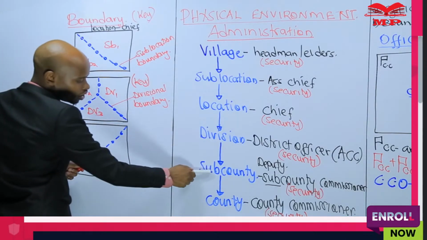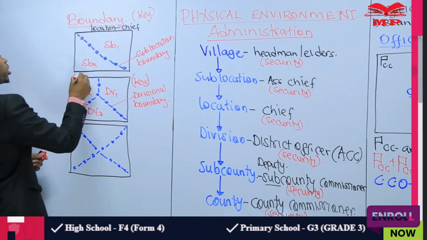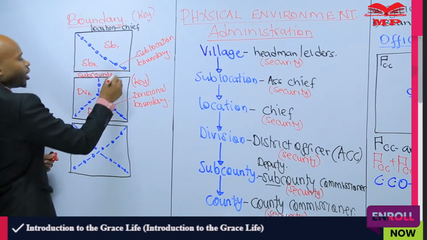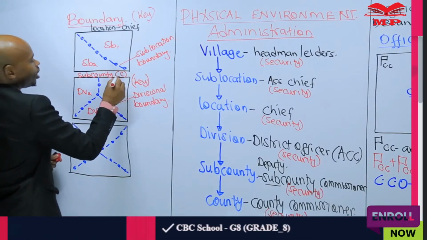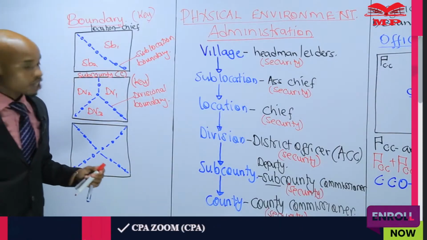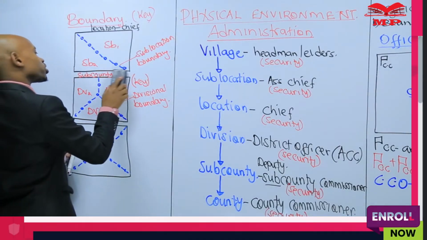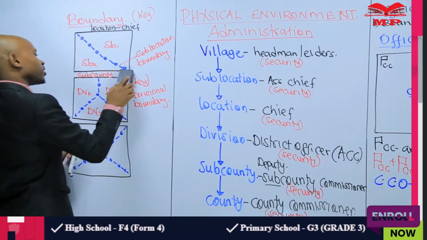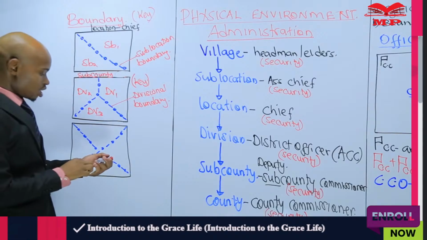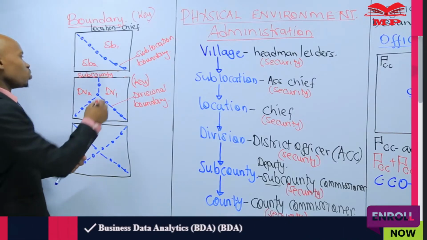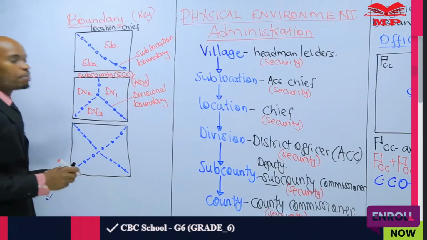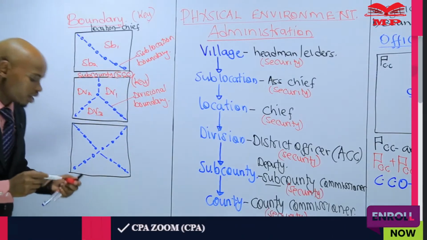Many divisions make a sub-county. So this area will be a sub-county headed by a sub-county commissioner. Very, very simple. Very, very simple using the boundary. Using the boundary, this one will be a sub-county commissioner or a deputy county commissioner.